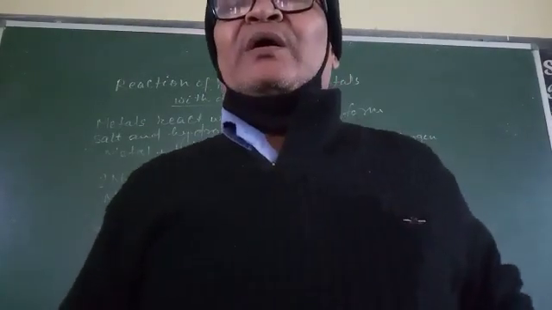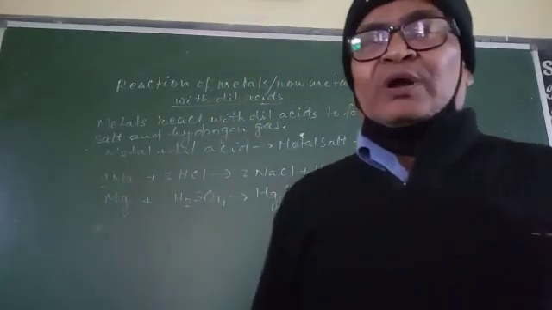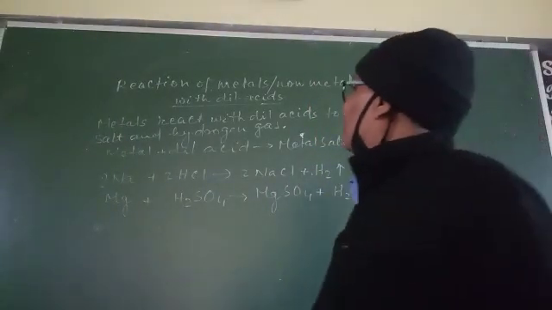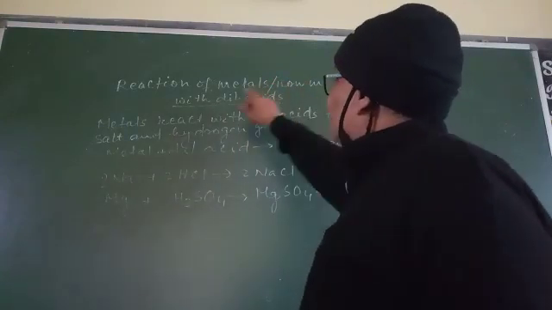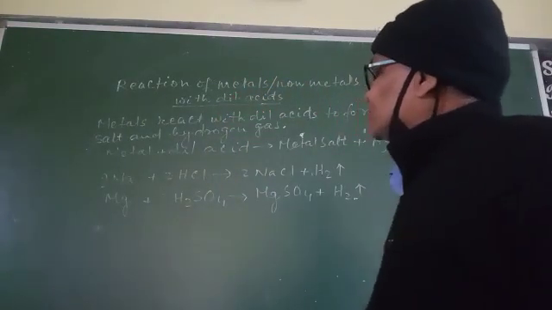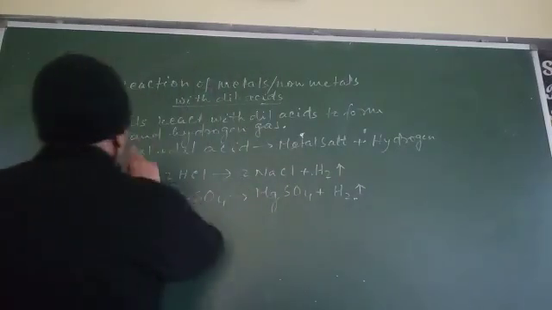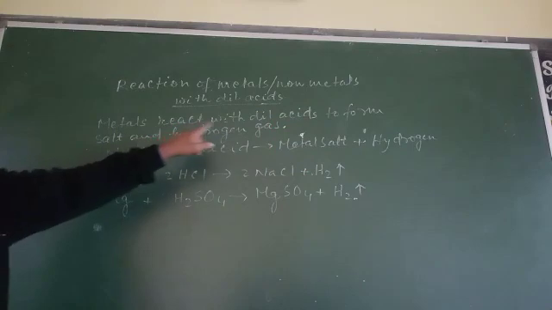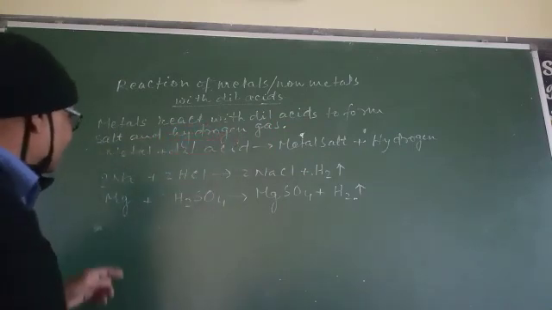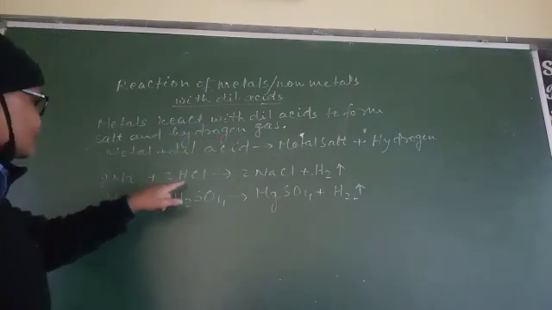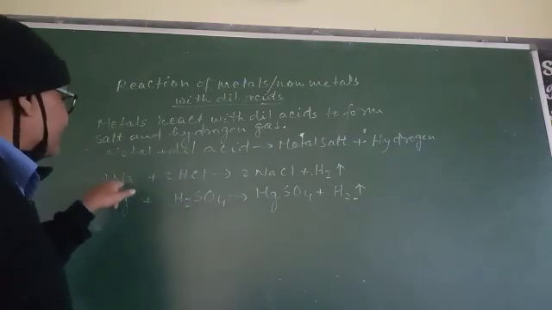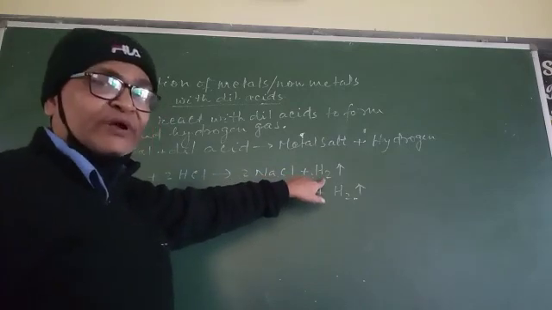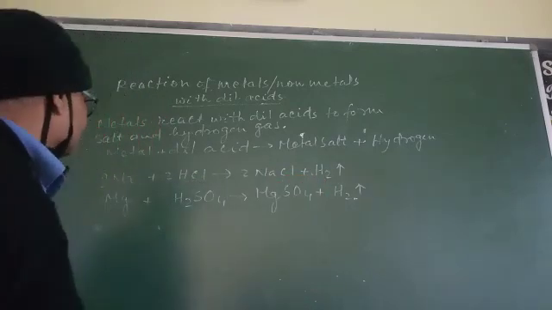Today I am going to explain the reaction of metals and non-metals with dilute acids. Metals react with dilute acids to form salt and hydrogen gas. For example, sodium metal reacts with HCl. When sodium reacts with HCl, sodium chloride and hydrogen gas are evolved.